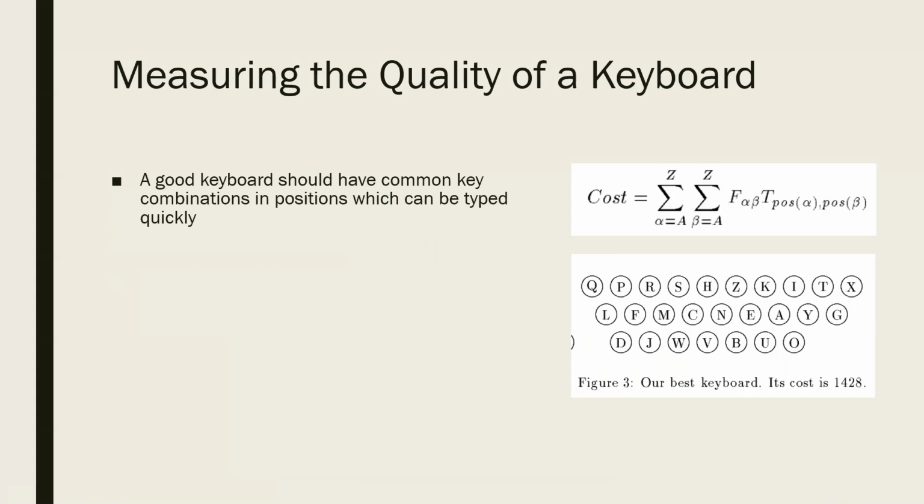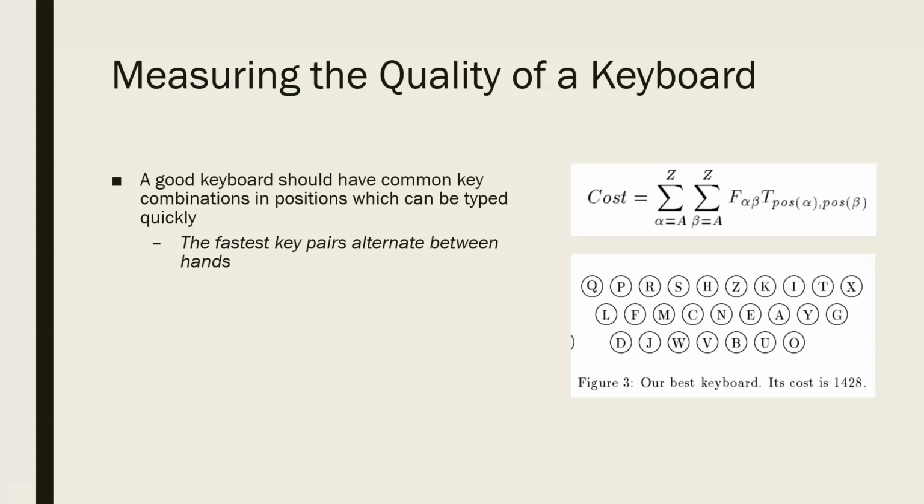Underlyingly, what these researchers did was they assumed that what a good keyboard should have is that the common key combinations should be in positions which can be typed quickly. So that's a fairly reasonable assumption. Now what are these good positions?